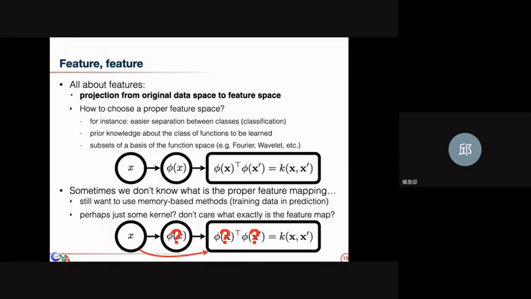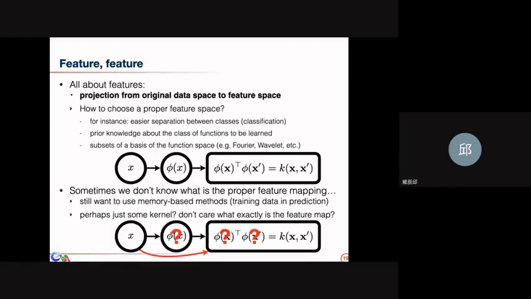Last time we mentioned that the main topic of the algorithm that we are introducing in this session is the memory-based method. The main idea of the memory-based method is that you want to use the training data again in the prediction time, or we say in the testing time.